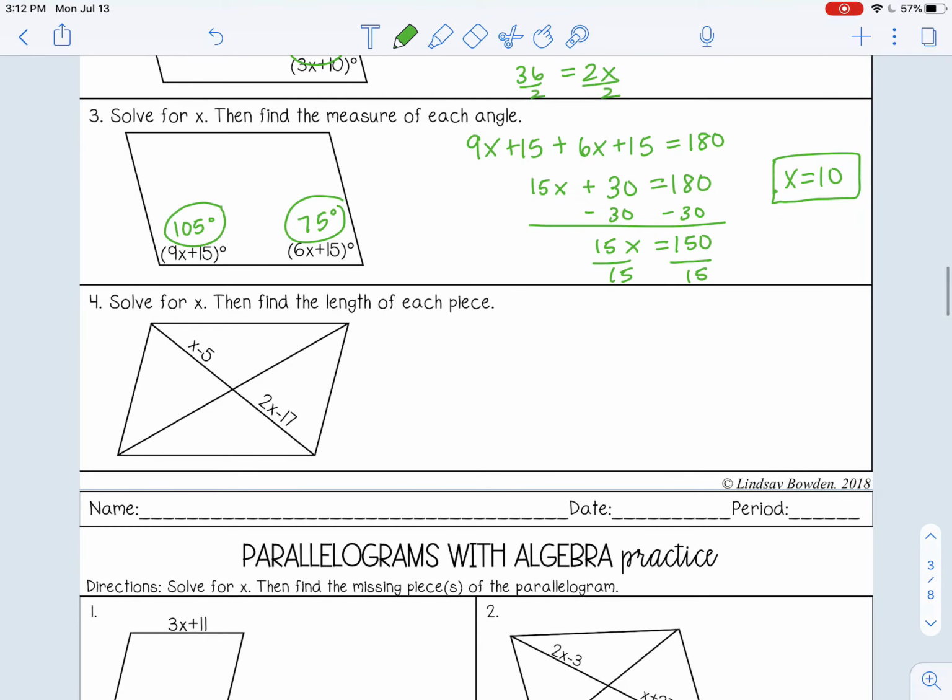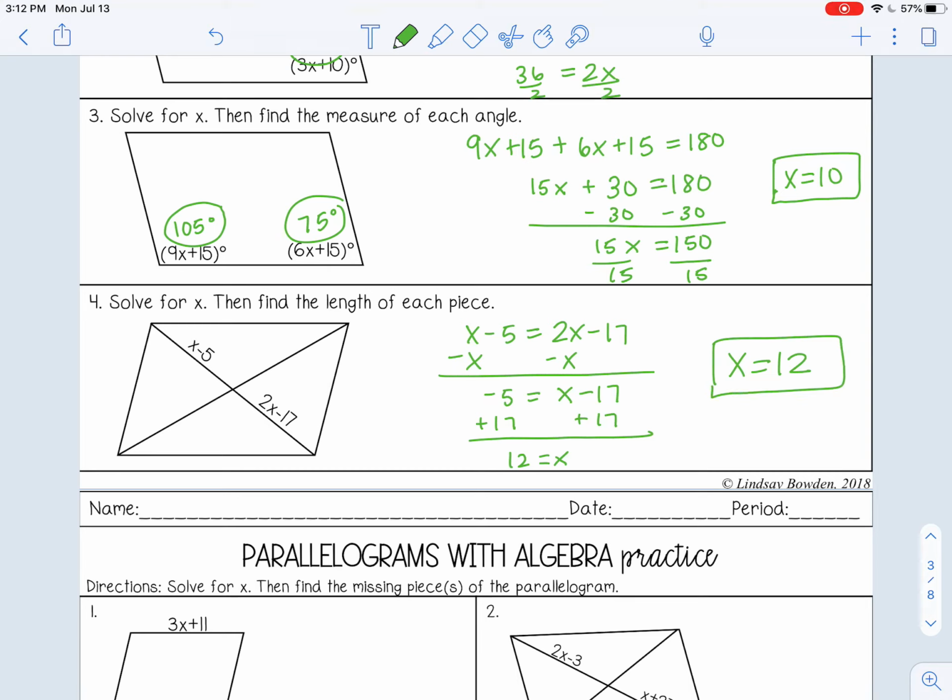All right, and then in the last example, it says solve for x and then find the length of each piece. So these are pieces of a diagonal, and the diagonals bisect each other, which means this piece and this piece are equal. So I can set those expressions equal to each other. So I'm going to start by subtracting x from both sides. So negative 5 equals x minus 17. Then I'm going to add 17 to both sides. So 12 equals x, which is the same thing as x equals 12.